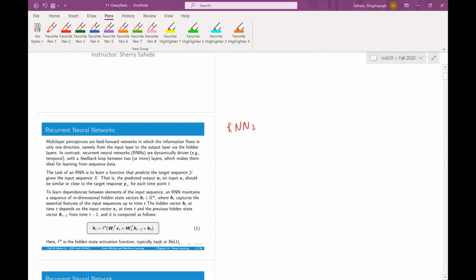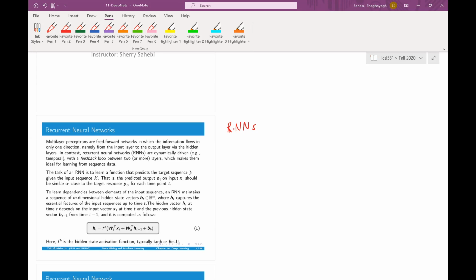RNNs are a type of deep network that is used for sequential or temporal data. So for example, if your data has some kind of time dependency between the data points, or it is coming from a sequence, then RNNs are a good option to model your data.